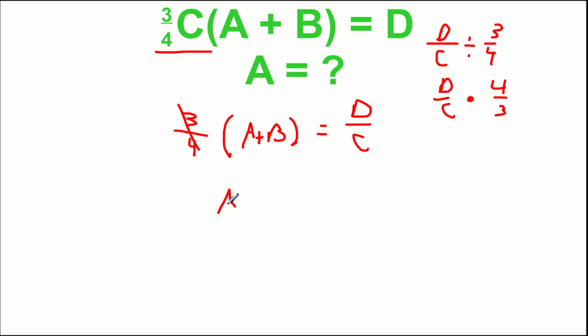So I'm going to have A plus B equals 4D over 3C. Anytime you're moving a fraction, basically what ends up happening is you're flipping a fraction. Whatever was the denominator becomes the numerator. Whatever was the numerator becomes the denominator. And that's how we would write that without having a fraction to it.